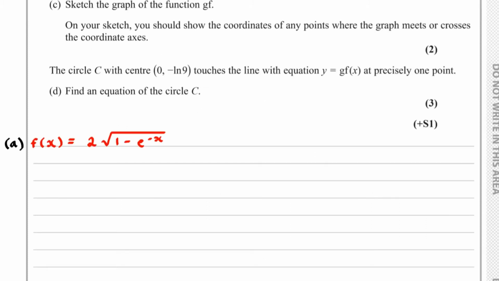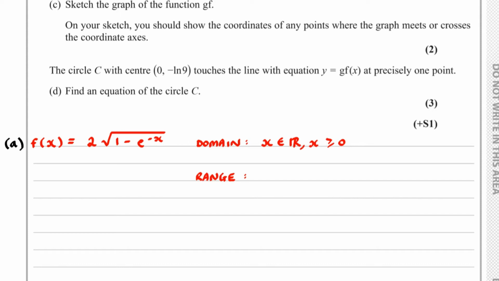So for part A, we've got f of x, which is equal to 2 multiplied by the square root of 1 minus e to the minus x. And if we think about the domain, well, we know x is a real number and we know that x is greater or equal to 0. So with this, let's think about how we would find the range.